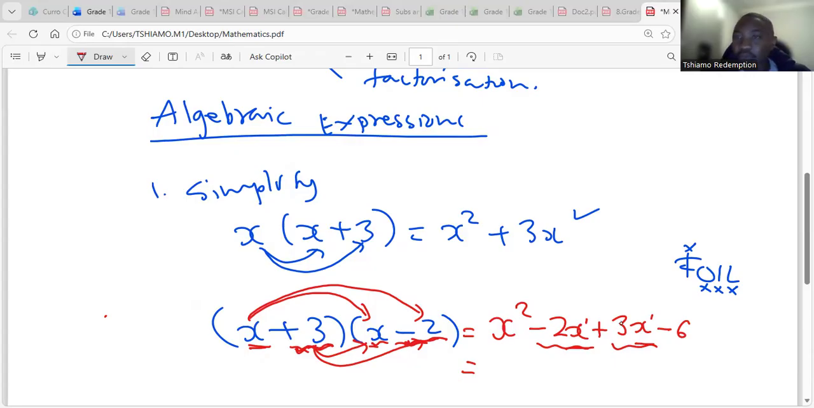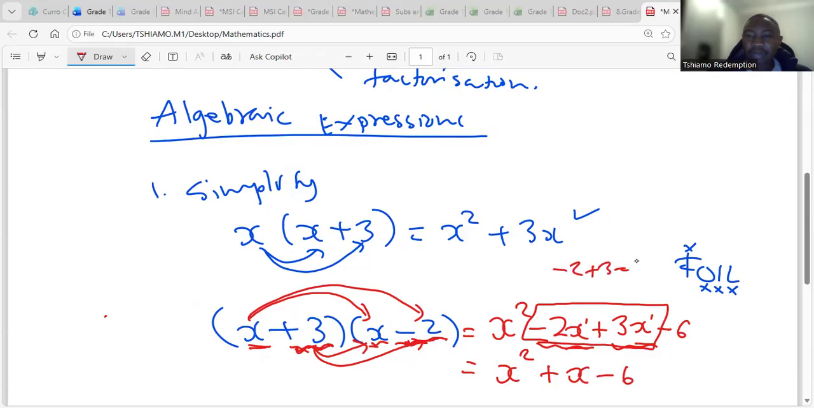Once they're like terms, we look at the coefficients. So the coefficient is negative 2 plus 3. Negative 2 plus 3 becomes what? Positive 1. So this will be x squared plus x minus 6. Negative 2 plus 3 becomes 1. So here there's a coefficient of 1 that we don't always write, but we know that it's there.